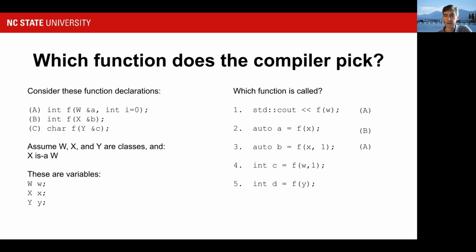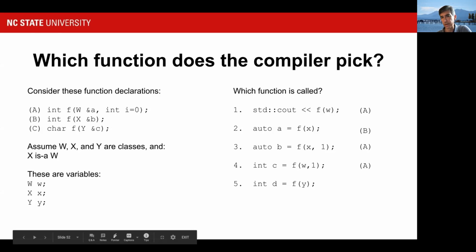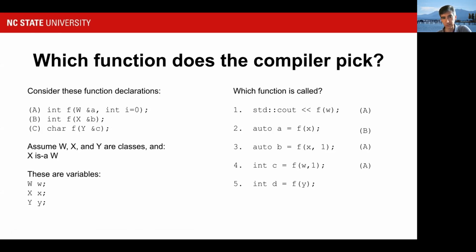Let's say we call f with w comma 1. Here again, there's an exact match. A is an exact match. It has two arguments, so it's going to call A. And then for this last one, we pass in object y. There is only one function that matches, so there's only one good candidate, and it's going to call function C.